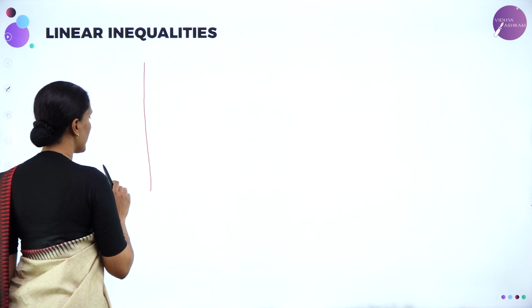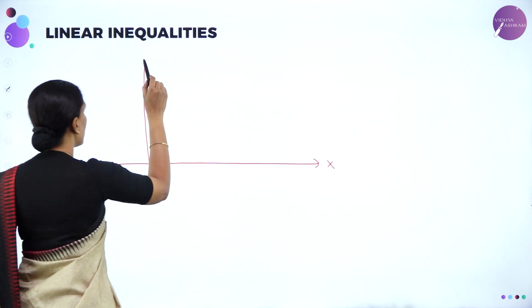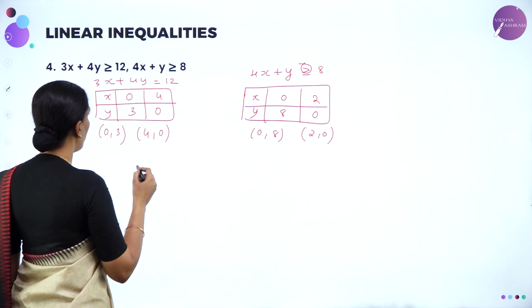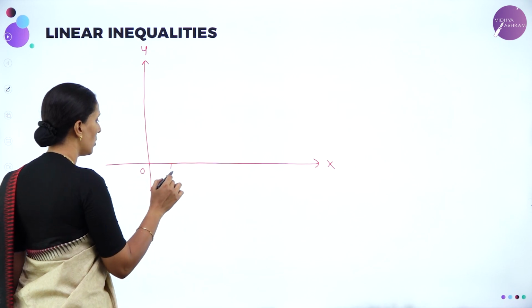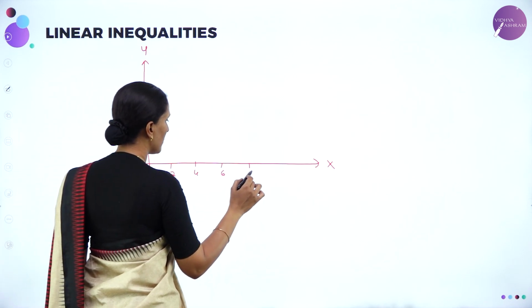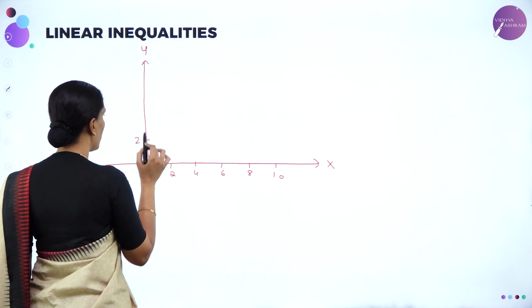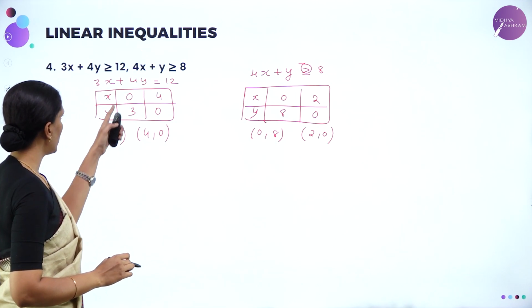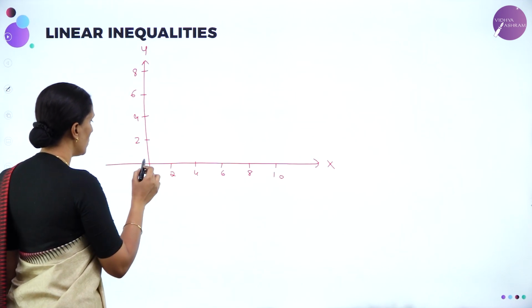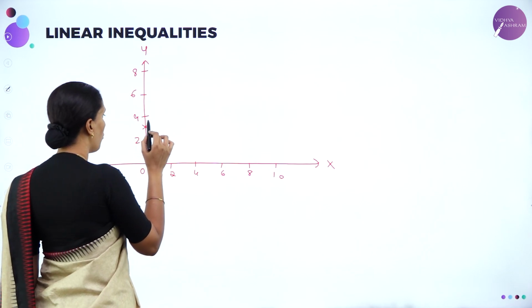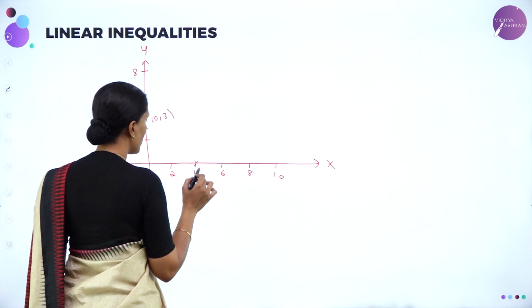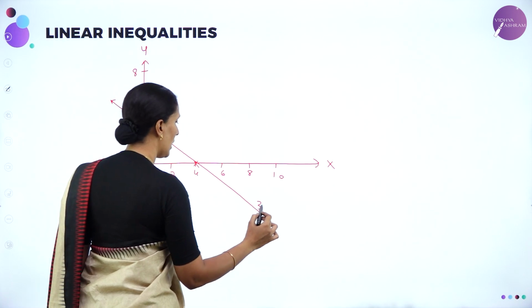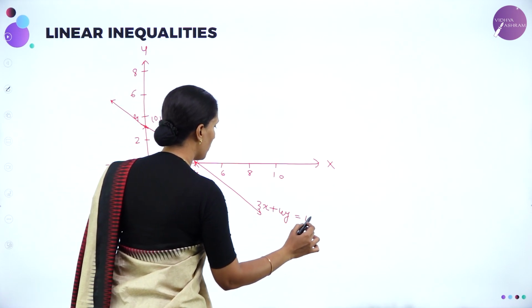Now consider the x and y axes. Since the points are in the positive values, I'll take the first quadrant for convenience. So now 0, I'll take 2, 4, 6, 8, 10. Similarly 2, 4, 6, 8. Now for the first equation, it is (0, 3) and (4, 0). So (0, 3) is in between 4 and 2, and (4, 0). So this is the line for 3x plus 4y is equal to 12.